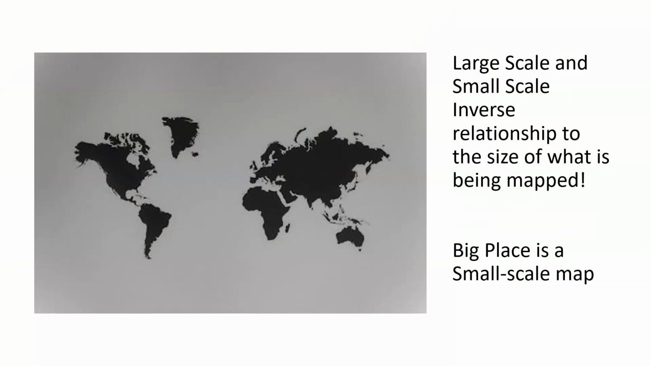A second way that geographers talk about scale is that sometimes we talk about large scale maps and sometimes we talk about small scale maps. What you need to remember is that there is an inverse relationship between the size of what is being mapped and its map scale. So here we have a map of the entire world. The world is a really big place. So this is going to be a small scale map.